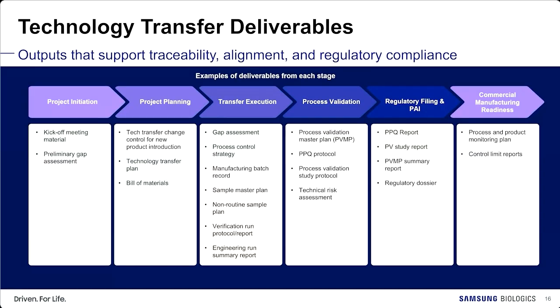This slide shows the examples and key deliverables of technology transfer for each stage. Deliverables from a stage can be a prerequisite for the next stage, and therefore it is essential to document outputs of each stage on time to support traceability, alignment, and regulatory compliance.